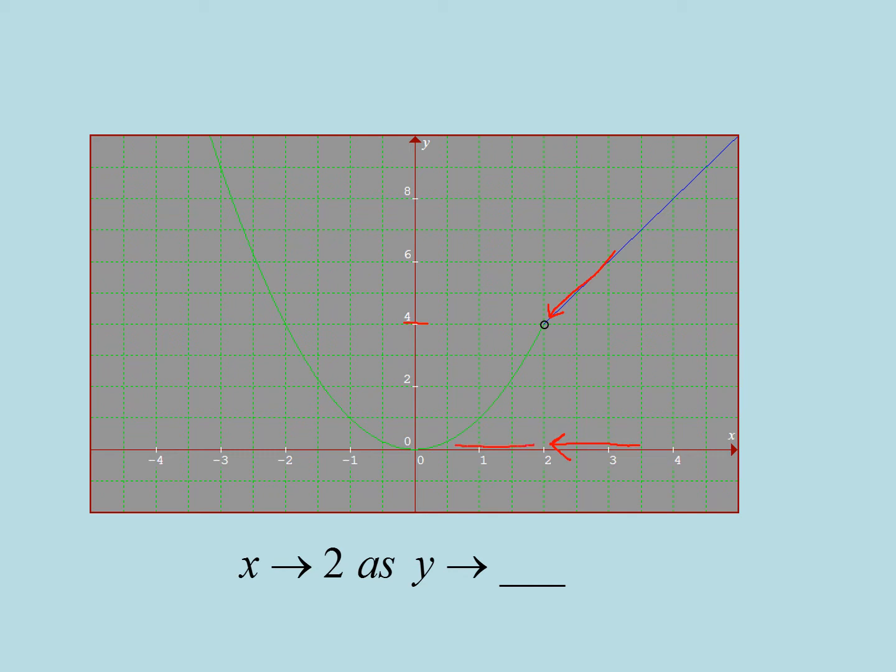Let's do the same analysis from the left side of 2. The values of x are approaching 2 from the left. Let's look at those y values. Those y values appear to be approaching 4 also. So the function doesn't have to be defined at the value of x that we're looking at. When we're working with limits, the important word is approaching. As x approaches 2, what are the y values approaching?